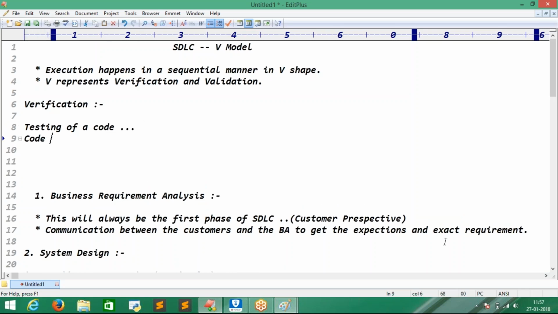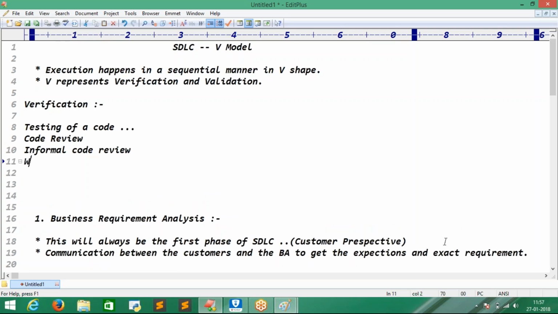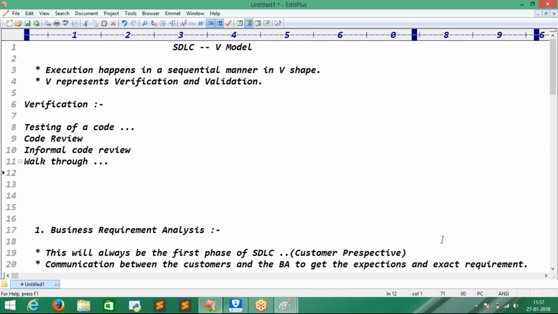Yes, the code review. There are many types of code review. It can be an informal code review, it can be a peer review, it can be a walkthrough. Many types of code reviews will be there. So this is known as testing of the code: review, informal code review, walkthrough. This is known as verification. Clear guys, this is with respect to help using some tools.